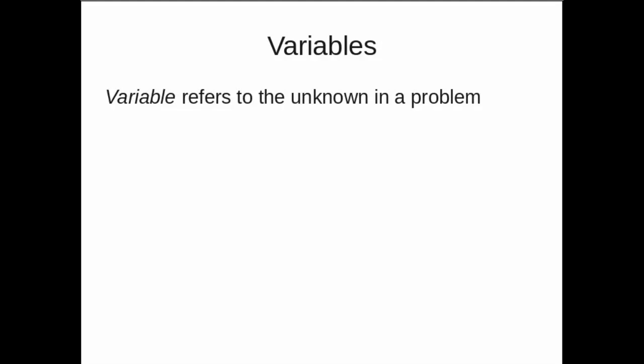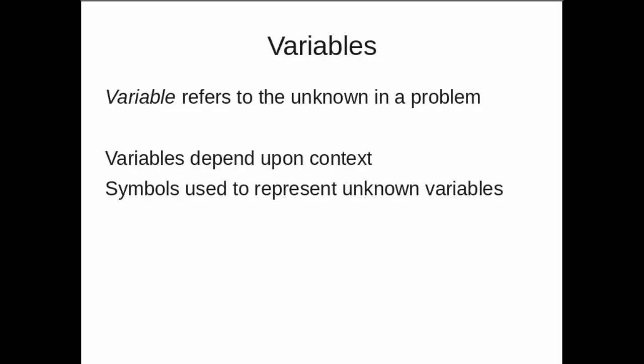So we saw that the term variable refers to the unknown part of the problem. Now, variables depend upon context. In other words, you won't actually know what the number is until you get the specific data from a specific situation. And until we have that specific data, we use some kind of symbol to represent the unknown variable. Typically this is letters, although really you can use whatever symbol is appropriate, but letters is the standard practice.